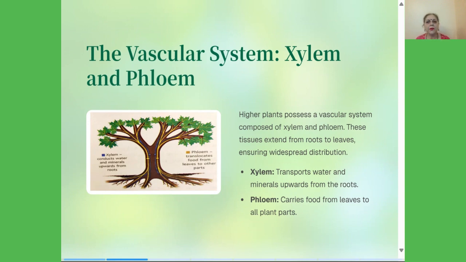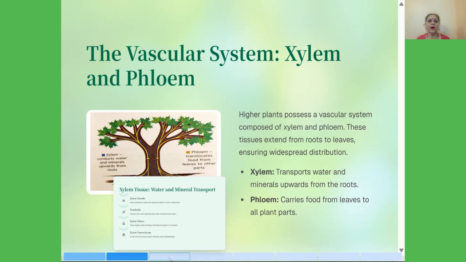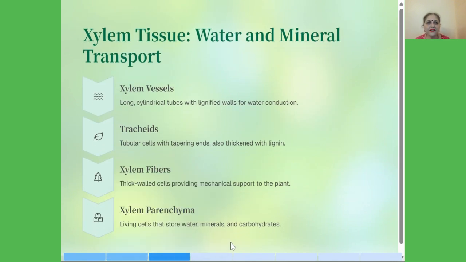So, the xylem and phloem tissues extend from root all the way up to the leaves, creating a comprehensive distribution system. This allows the plants to efficiently move water, nutrients, and food where they are needed. So, this is all about the vascular system and a summary of xylem and phloem. Now, we will come to the next slide.